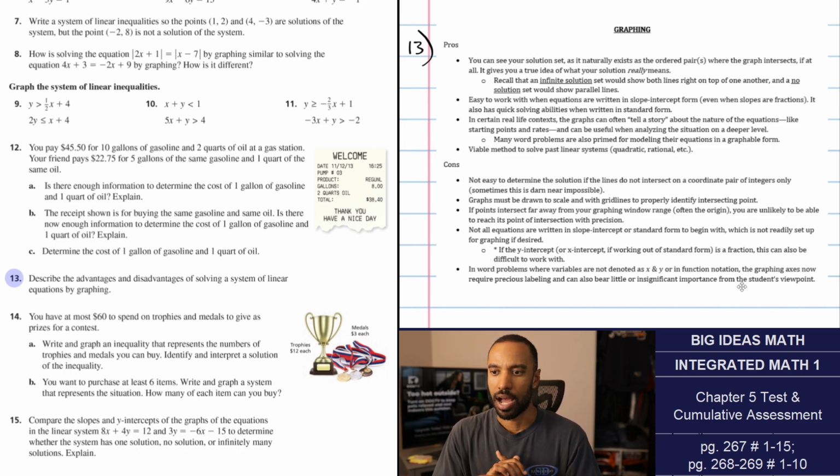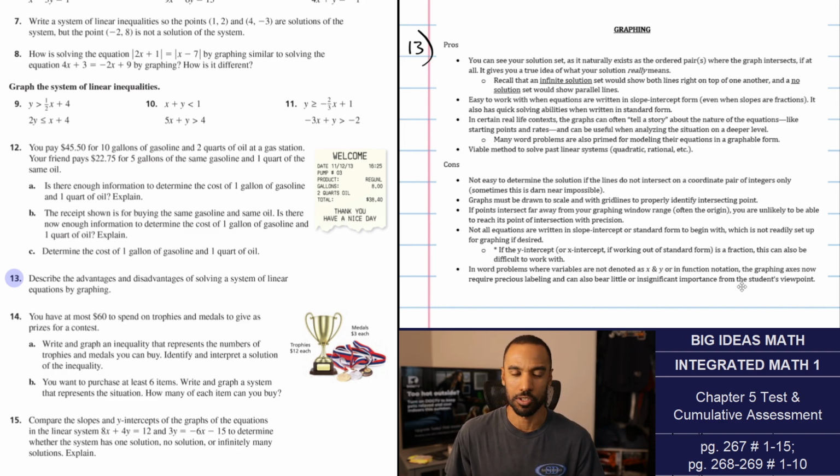Okay, cons. I've mentioned all these. It's not easy to determine the solution if the lines do not intersect on integers. Sometimes it's darn near impossible. What if they intersect at 2/7? How can I tell 2/7 versus 1/3 when it comes to those kinds of things? Those are terrible. So integer values are good.